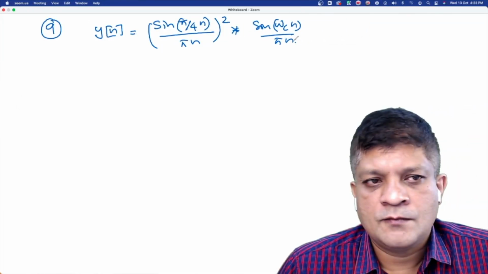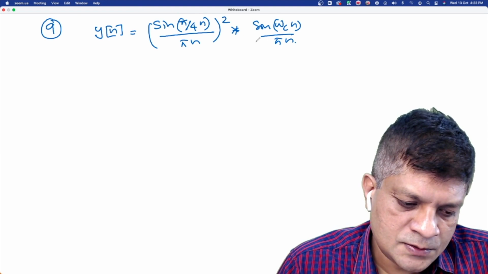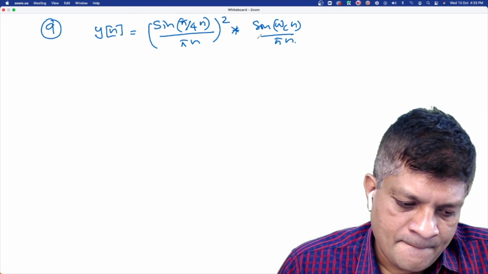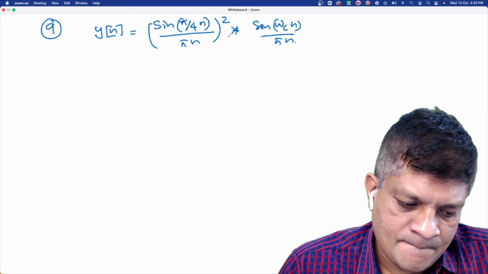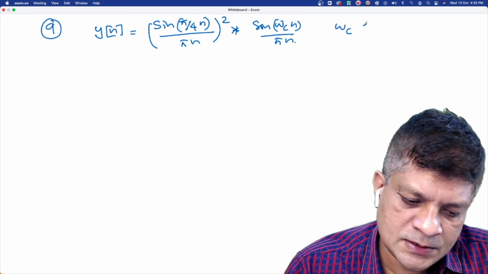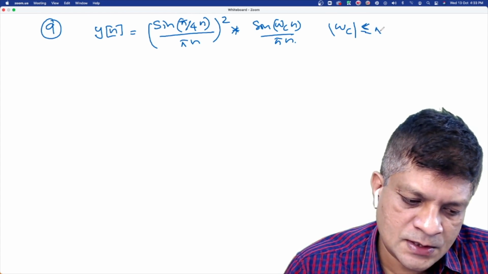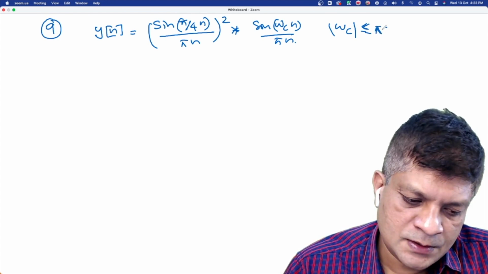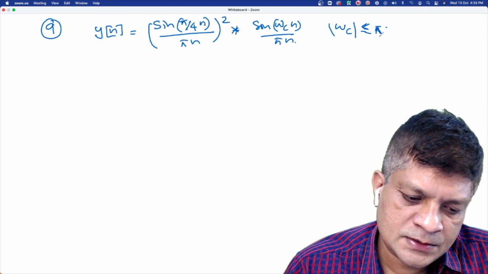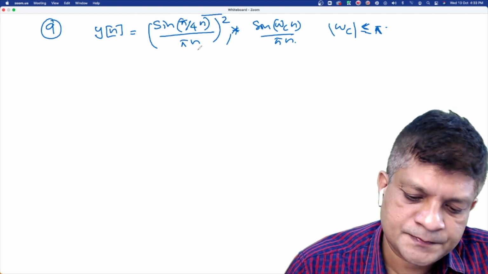Okay, signal y[n] is given. It is the convolution of these two signals. And it is given that there is a constant omega c, with mod omega c less than pi. The question is to determine a stricter constraint on omega c which ensures that y[n] is this part.